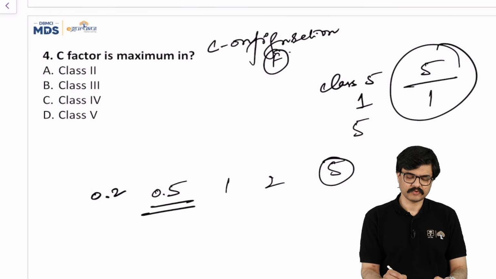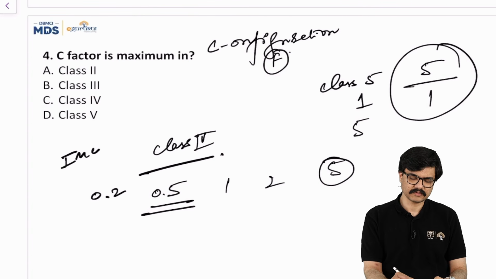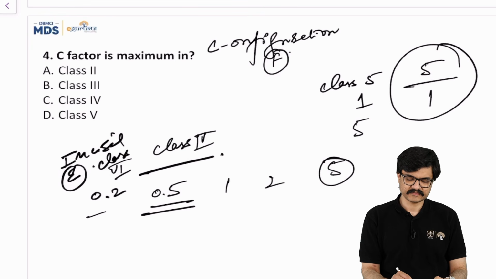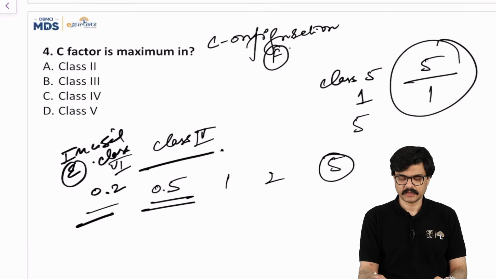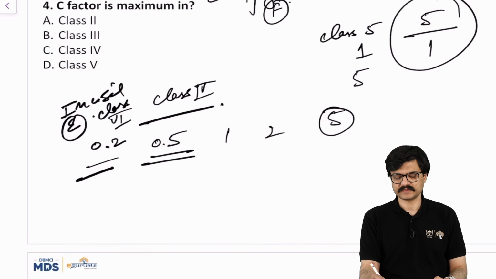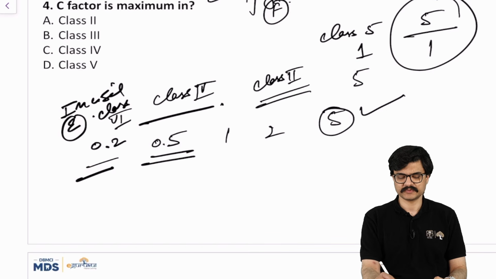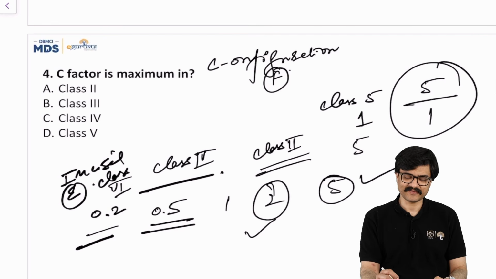For class 4, it's 0.5, and incisal edge restoration, that is class 6 for anteriors, it's 0.2, okay? For class 5 and 1, it's 5. For class 2, the value is 2. So maximum values for class 5 and class 1. So here the answer is class 5, that's option D.